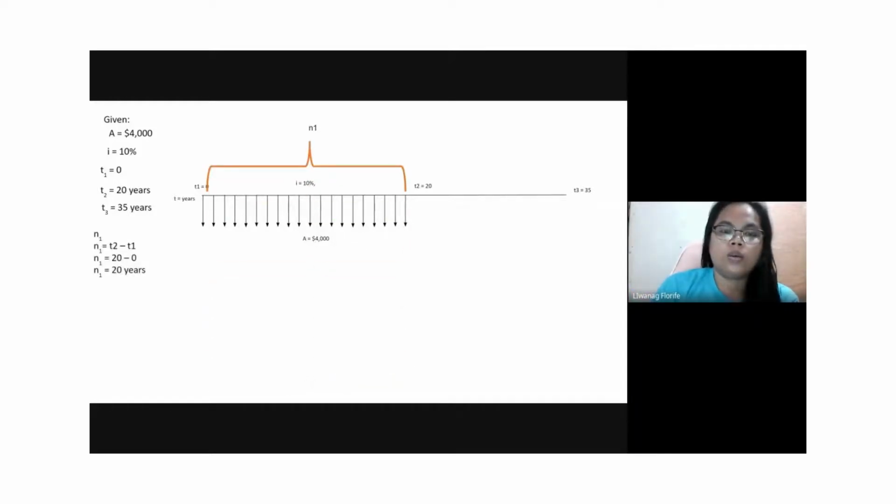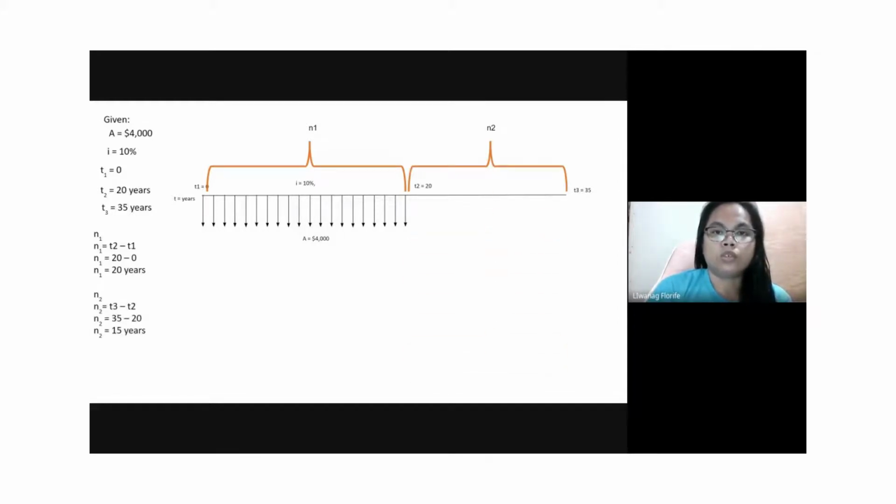So we identify N1, or the time period for Jack's investment, for 20 years. So we have N1 is equal to T2 minus T1, or 20 minus 0, is equal to 20 years. We also have N2, the difference in time from the end of the investment until his retirement. So we have 35 minus 20 is equal to 15 years. This is N2. So we will identify the future worth of Jack's investment at T3 is equal to 35 years.